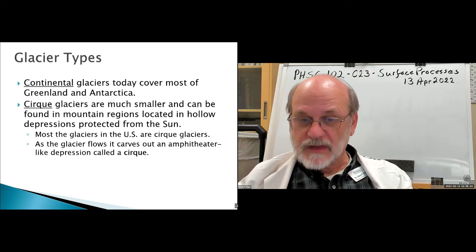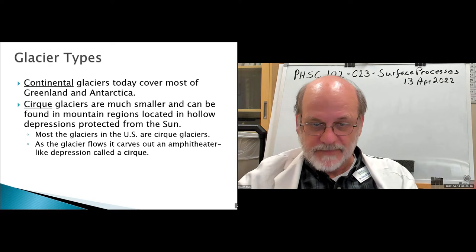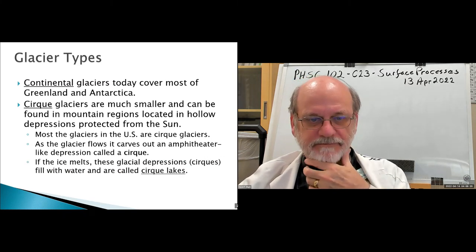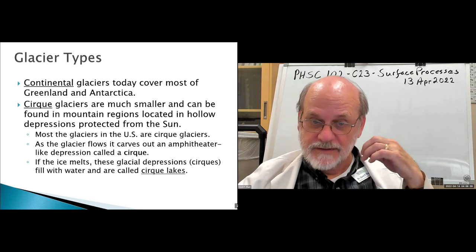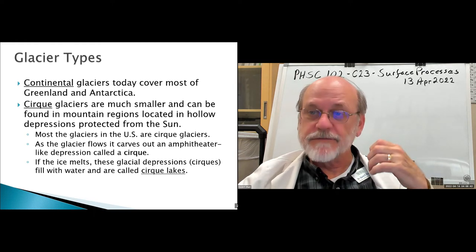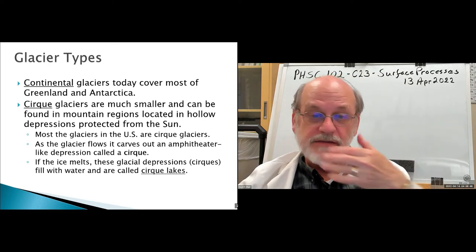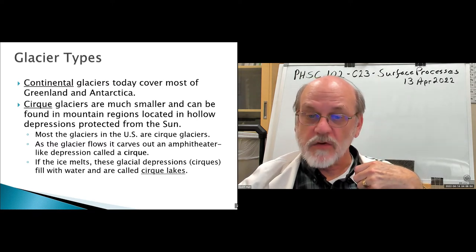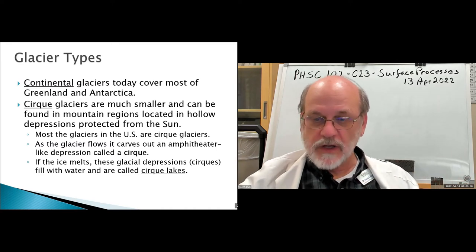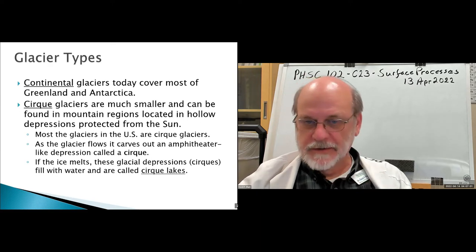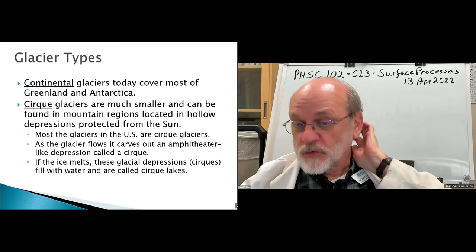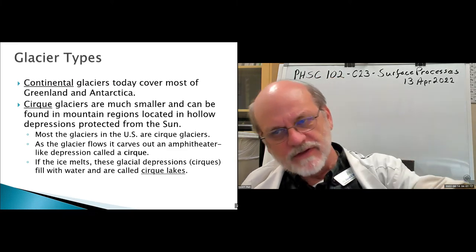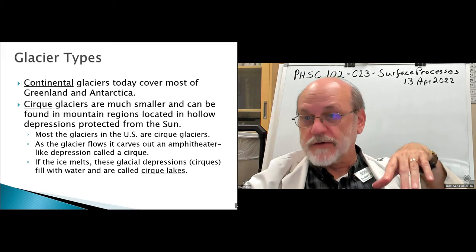And as the glacier flows, it carves out a U-shaped valley, which is called the cirque. It's a depression. It looks like an amphitheater. If the glacier recedes and starts to melt, then some of that water may collect in these depressions, and we call those cirque lakes. I'm going to show you, and we'll talk about some reasons for the cirque lake forming, right? Because you would reason that if it's carving a path through the valley and it starts to melt, then the water will just run off and go down the valley like a stream.